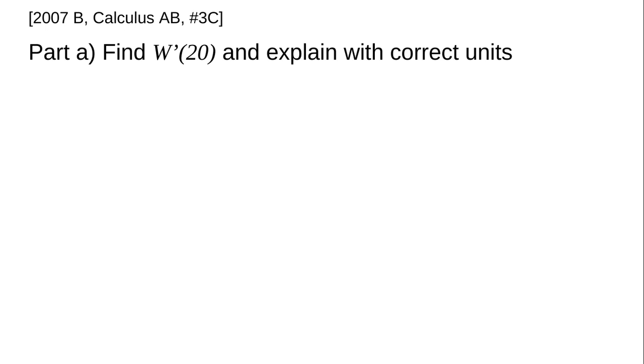And in part A of the question, we are asked to find the derivative of the wind chill function, W prime, evaluated at 20. 20 here represents the velocity of the wind. And after we find it, we are also asked to explain what this value means using the correct units. So first, we'll differentiate our wind chill function, W of V, for the value V equals 20.